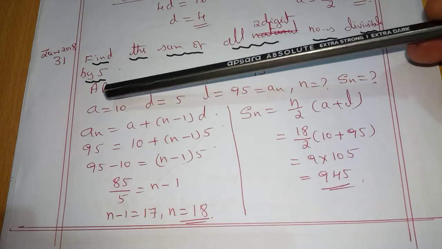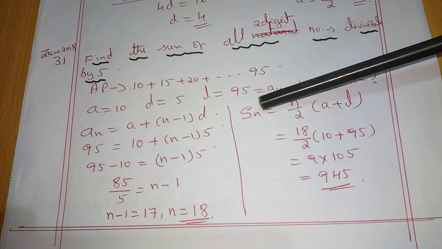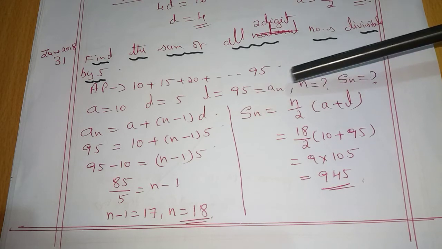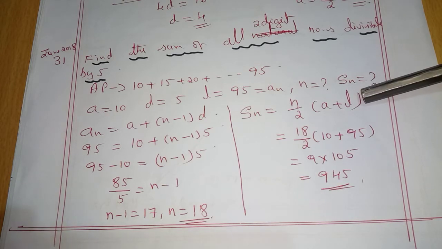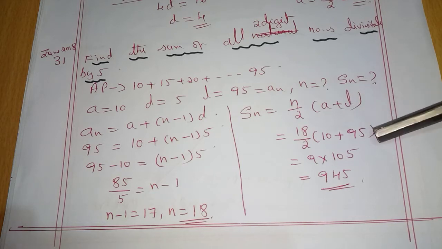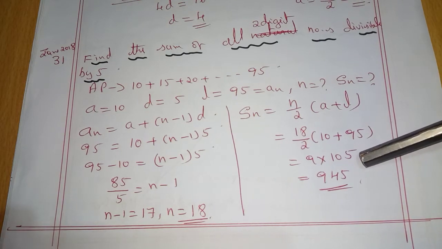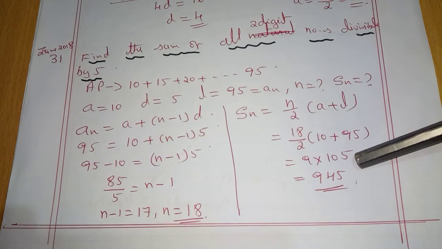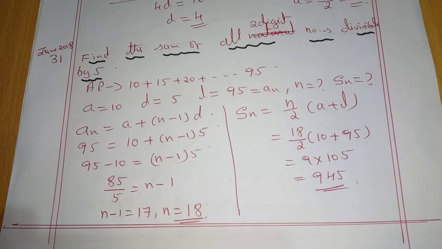Now n is known, first term is known, last term is known. Which formula will we make use of to find Sn? Lengthy formula or short formula? Yes, definitely the short formula. Sn is equal to n by 2 into A plus L. 18 by 2 into 10 plus 95. 9 into 105. So what is the answer we got? 945.